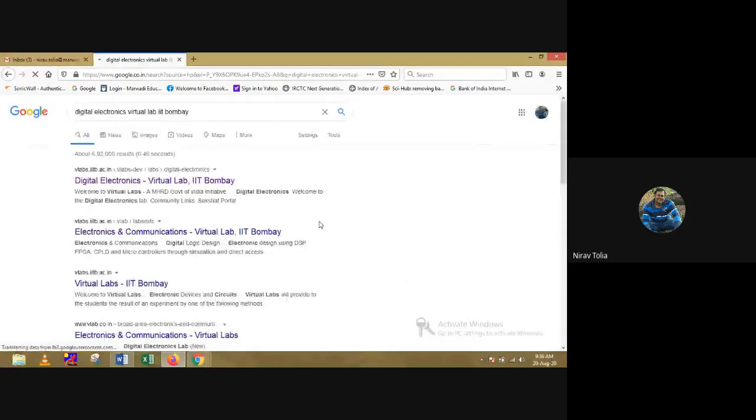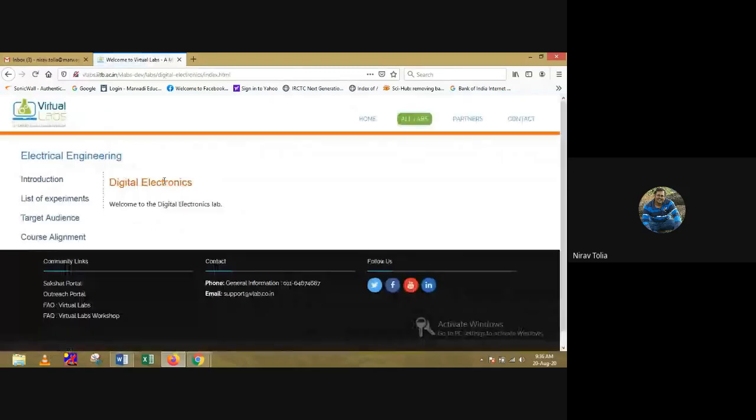In the very first step, we have the digital electronics virtual lab by IIT Bombay. You can click on that, and this screen will open.